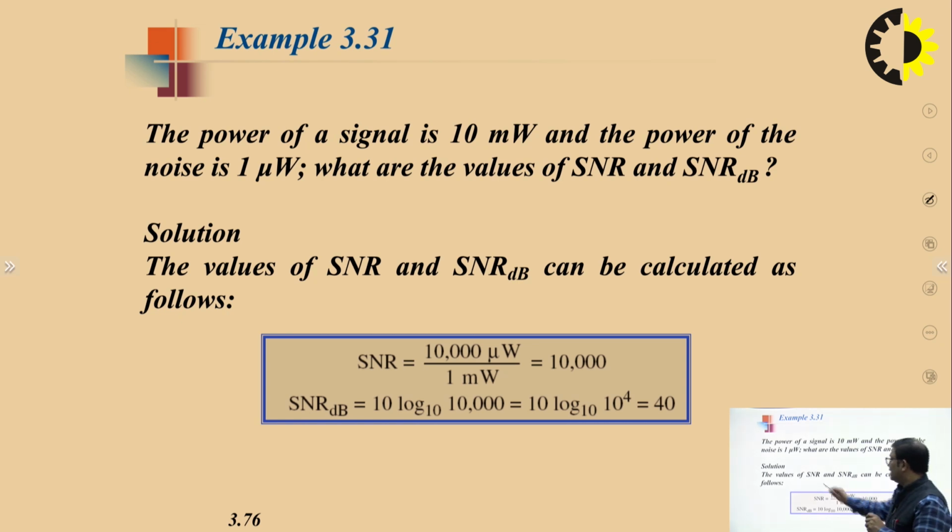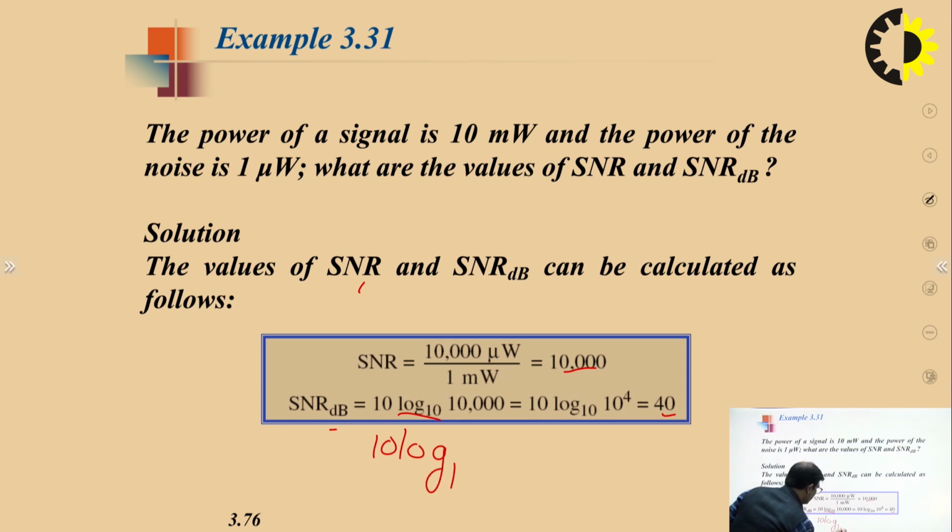So SNR is 10,000 microwatt upon 1 microwatt, which is 10,000, while SNR dB is 10 log10 of 10,000, which gives 40. So these are the formulas, SNR and SNR dB. Keep in mind that these are the formulas. The formula of SNR dB is 10 log10 SNR. SNR is 10,000. 10,000 is what?